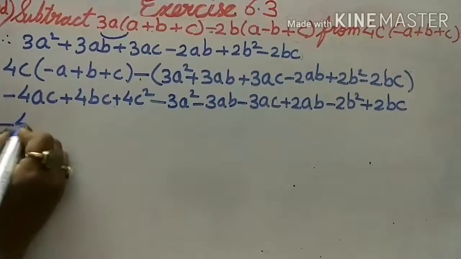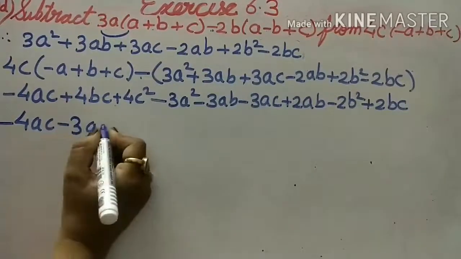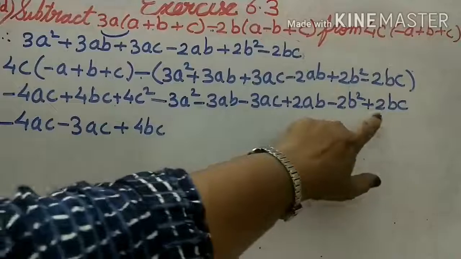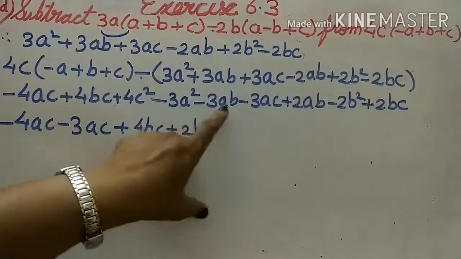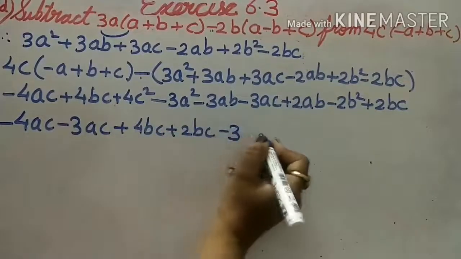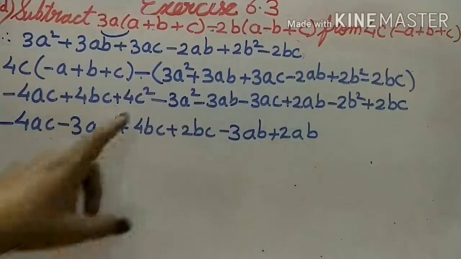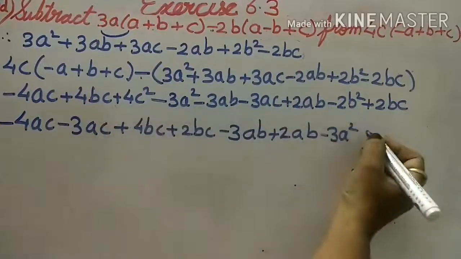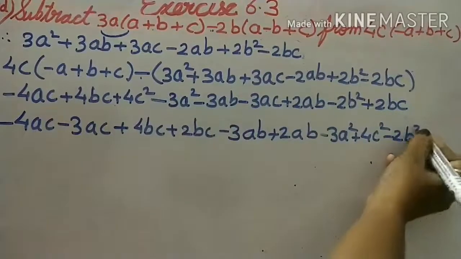Next, we'll write all like terms one side. Therefore, minus 4ac. Another ac term is here, minus 3ac. Next, plus 4bc. One more bc term is here, plus 2bc. Next, minus 3ab plus 2ab. Next, what we have to write? Minus 3a square plus 4c square minus 2b square.